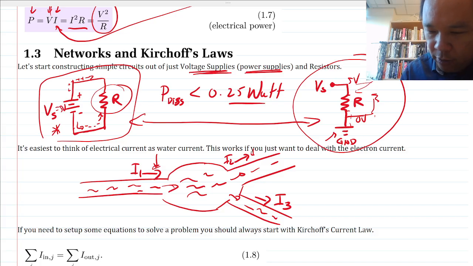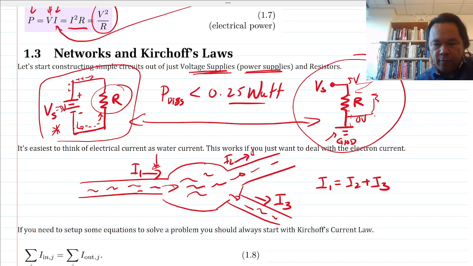So, you know, if you were around in the 1800s, and you thought, oh, well, river flows in, water flows out, you would have a physical law named after you. So basically what happens is that I1 has to equal the sum of I2 plus I3, right?